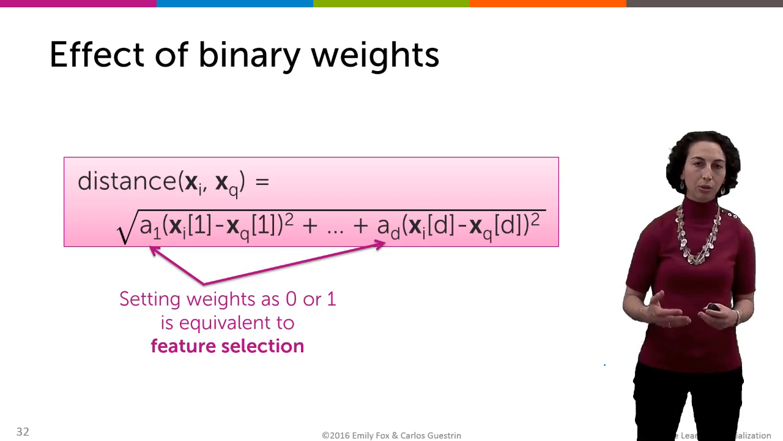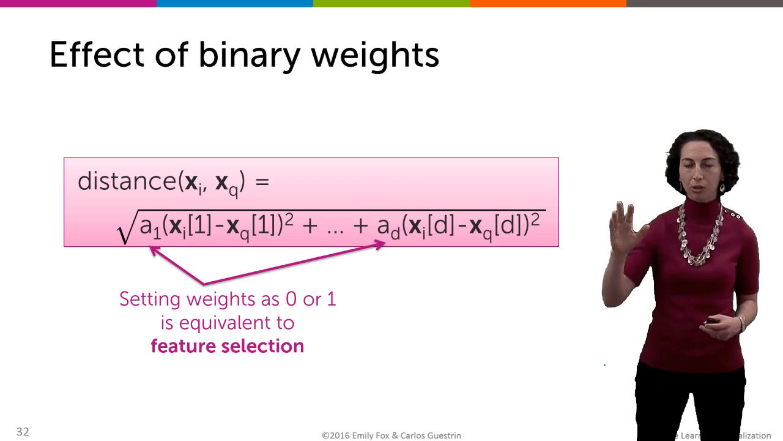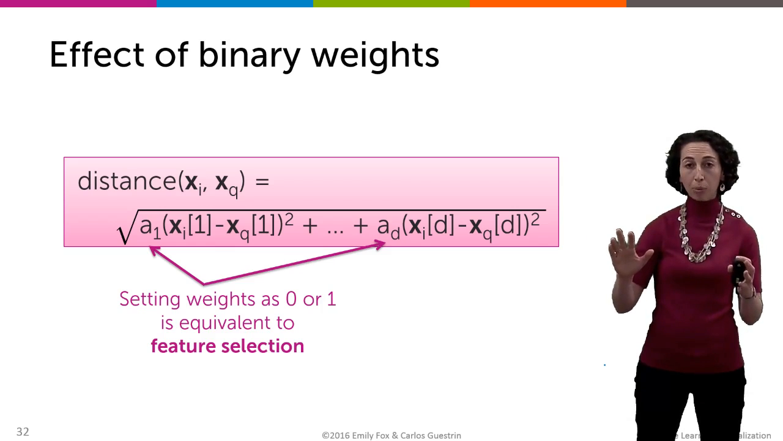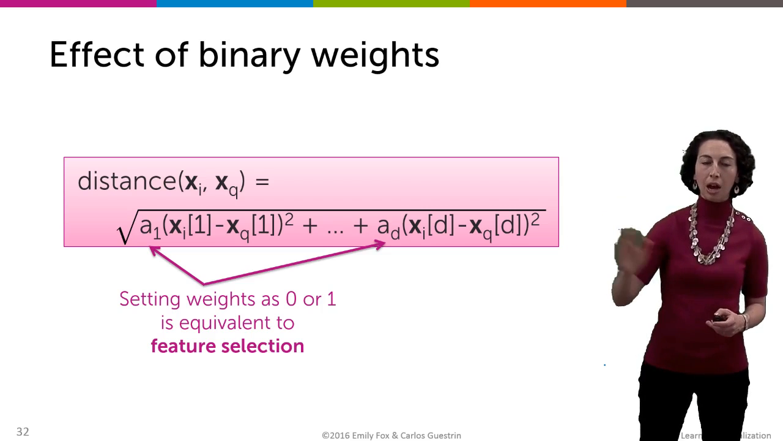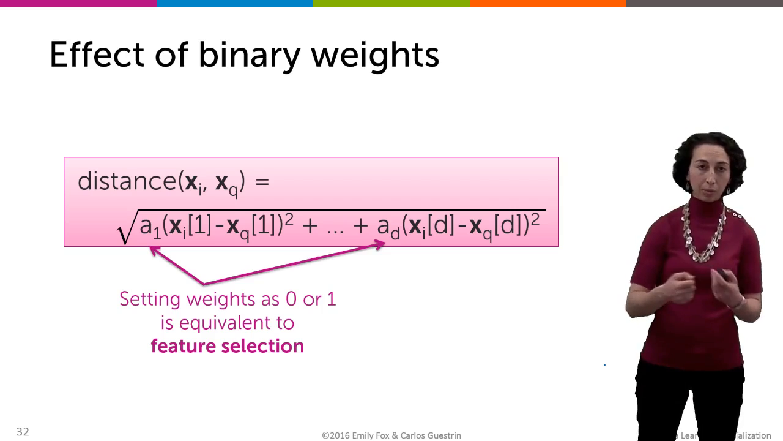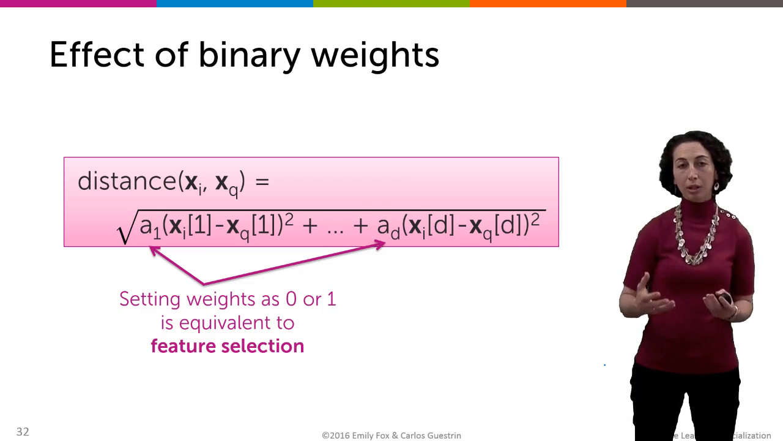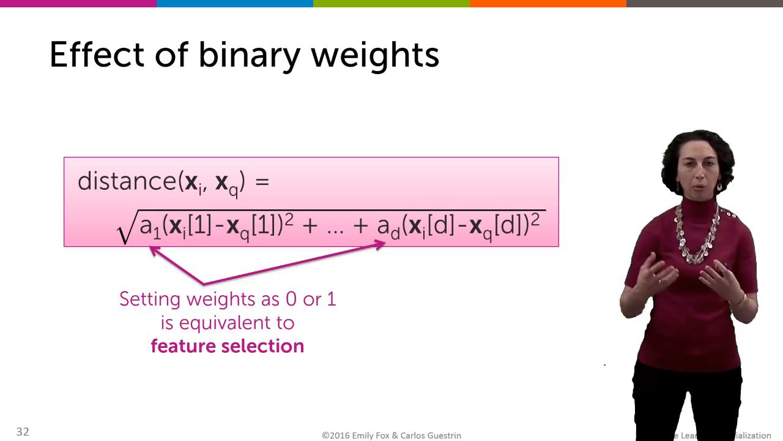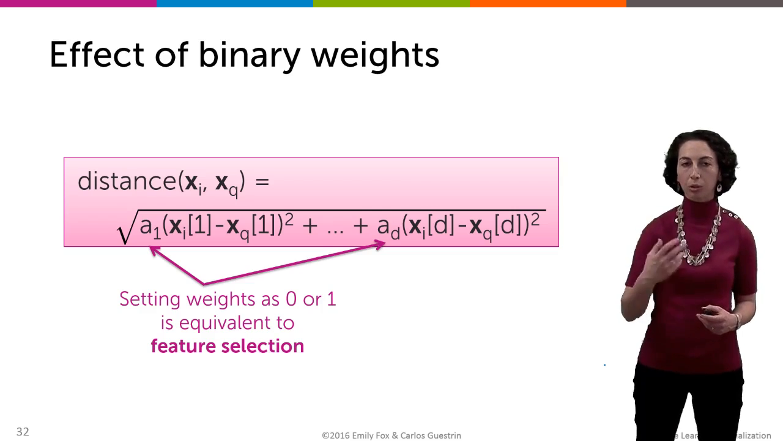And what that's equivalent to is feature selection, because if you set a weight equal to zero, you're knocking out that feature altogether and it's not getting incorporated into the computation of the distance. So you're saying that feature does not matter for the sake of assessing similarity or distance between two different articles. But remember here, in contrast to when we talked about things like lasso or other notions of feature selection, here we're pre-specifying what these weights are, or in this binary case, which features to include and which ones to exclude.